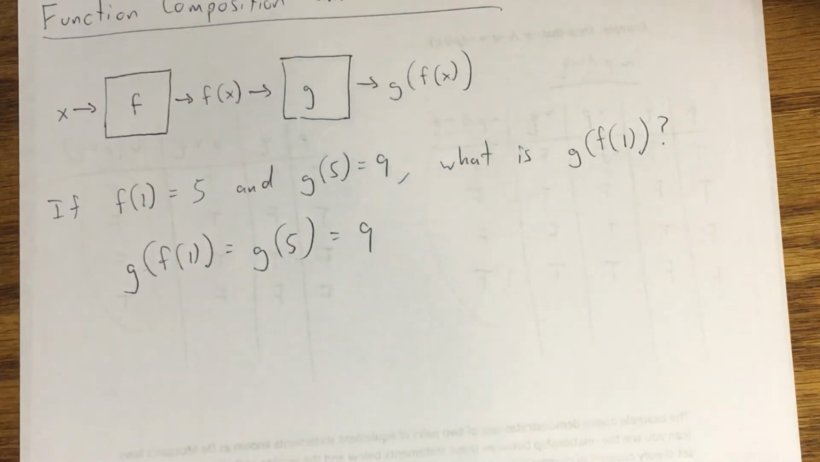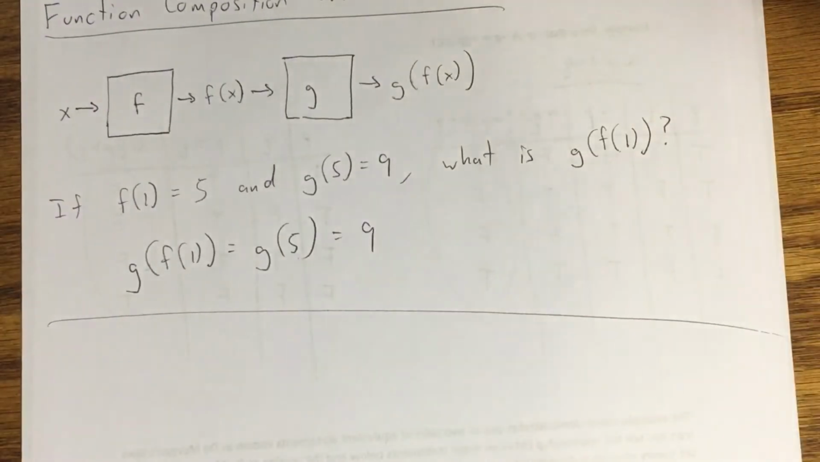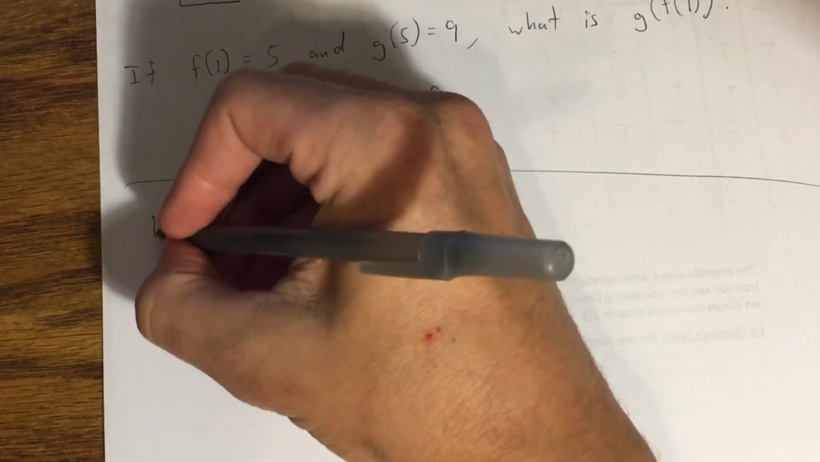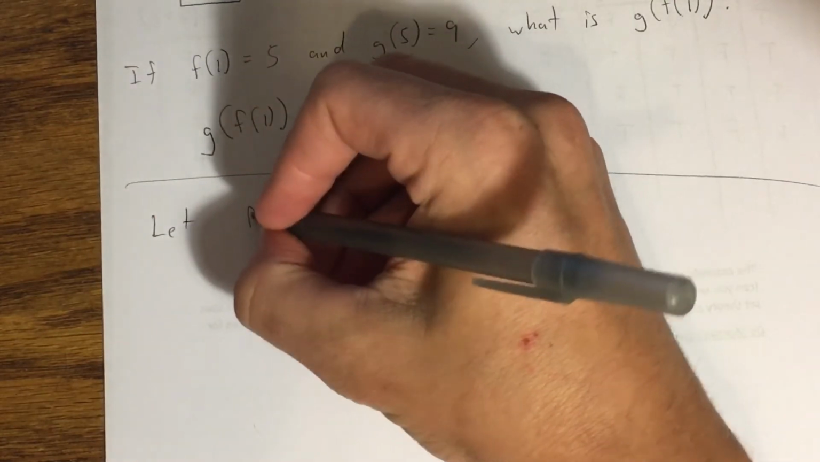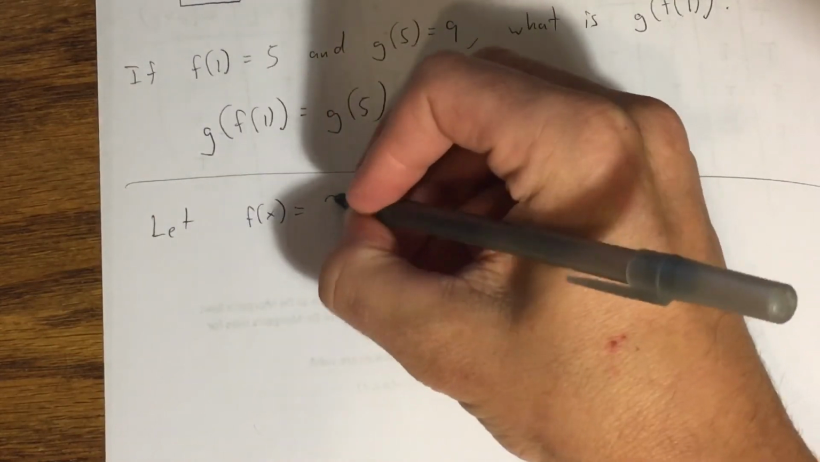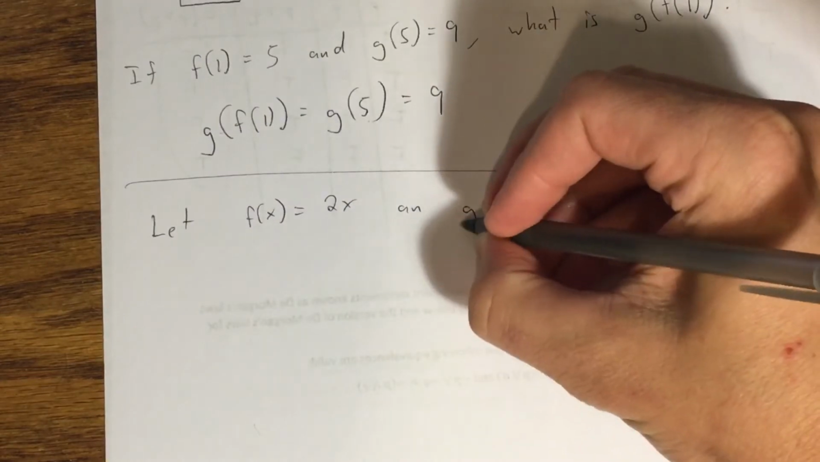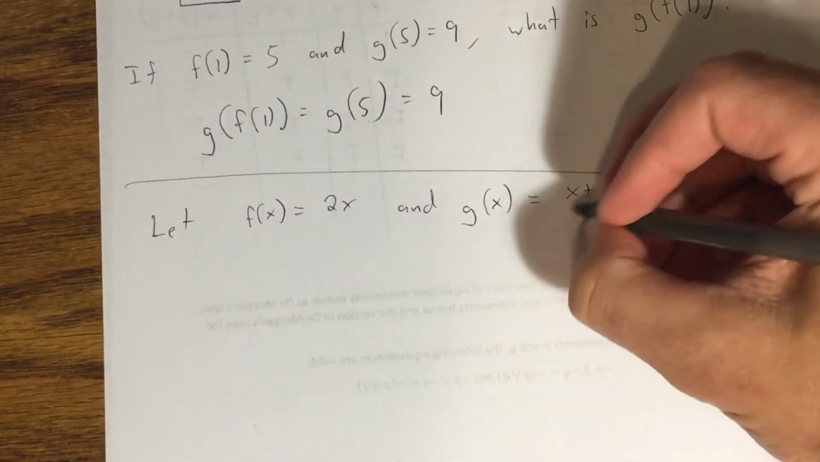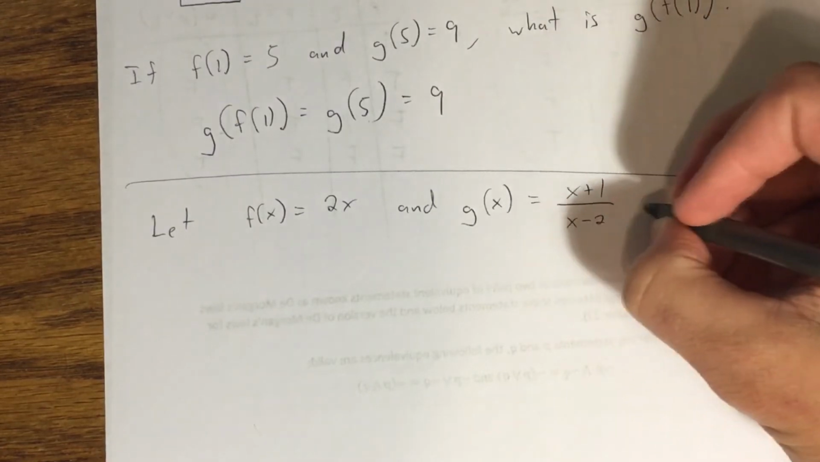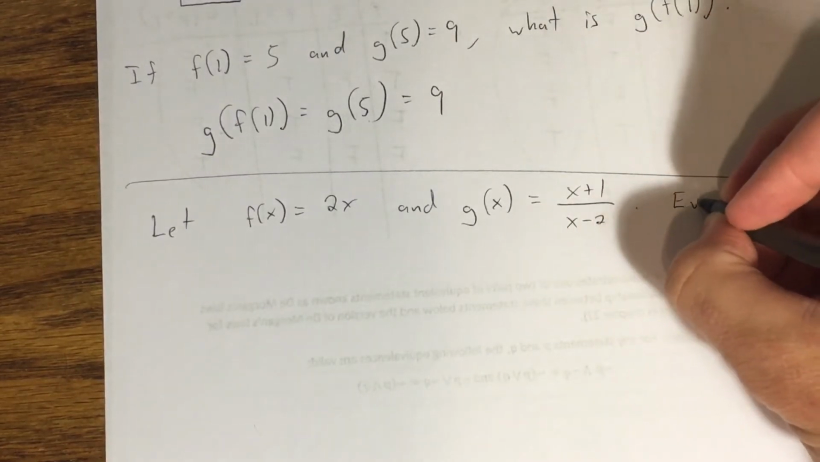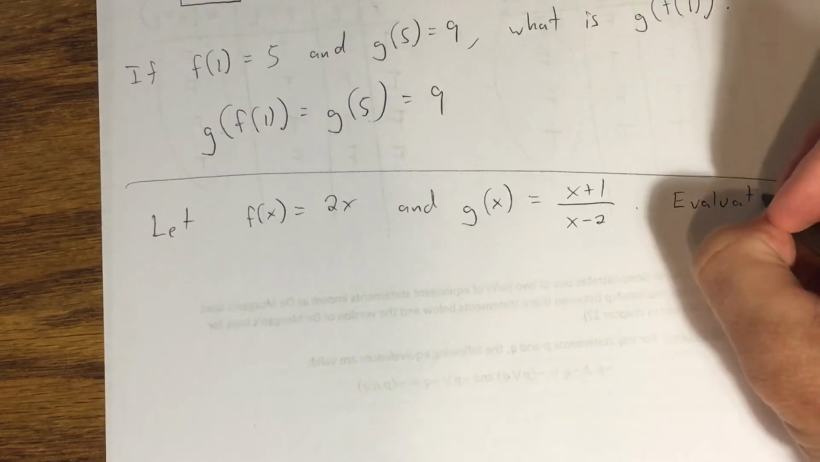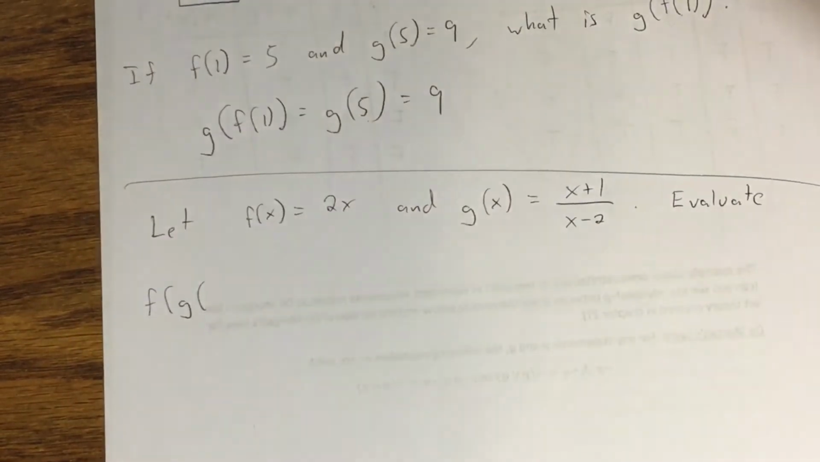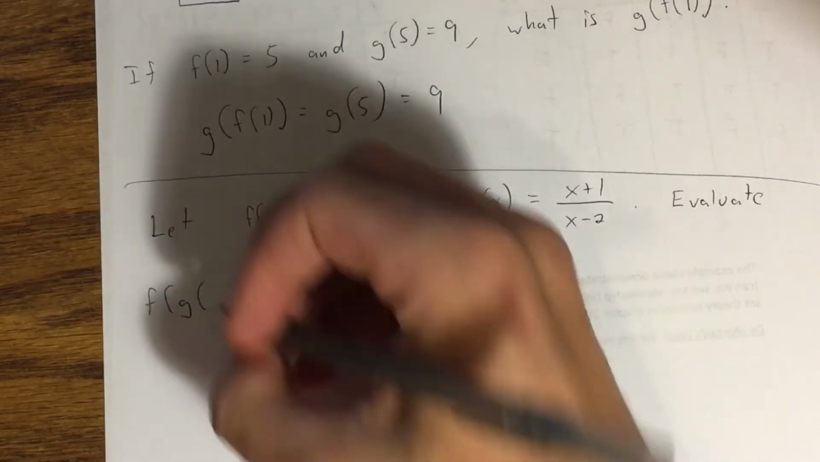Okay, we can do this by defining rules for these functions as well. Let f of x equal 2x, and g of x is equal to, let's say, (x plus 1) over (x minus 2). Evaluate f of g of, let's say, 3.